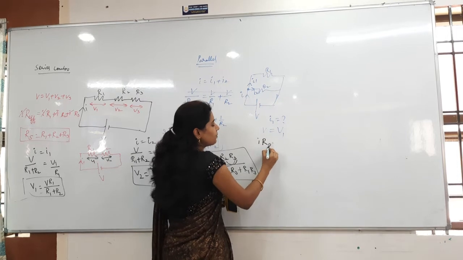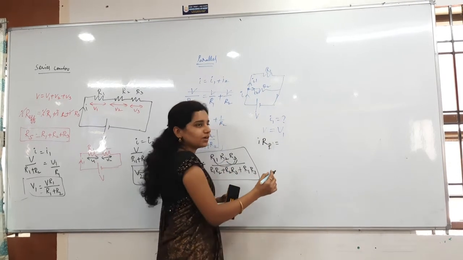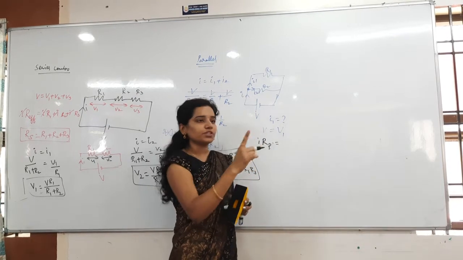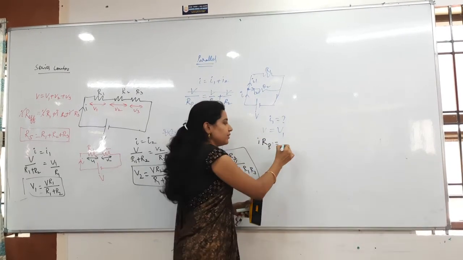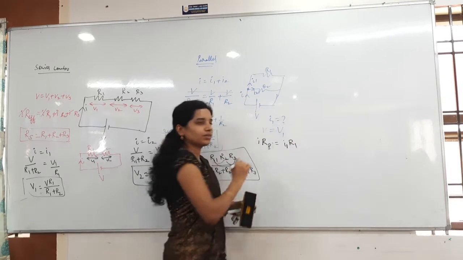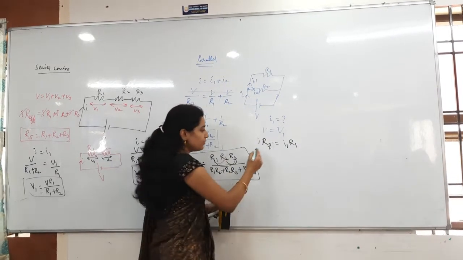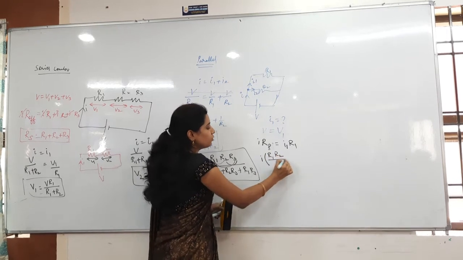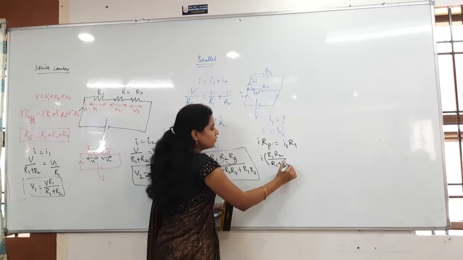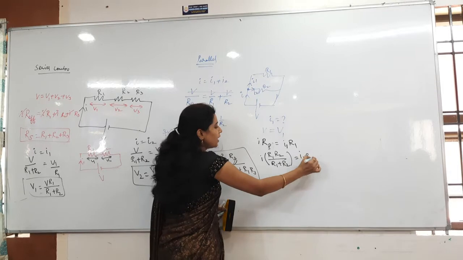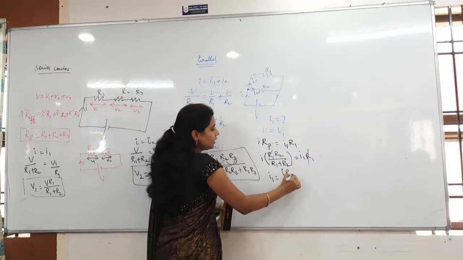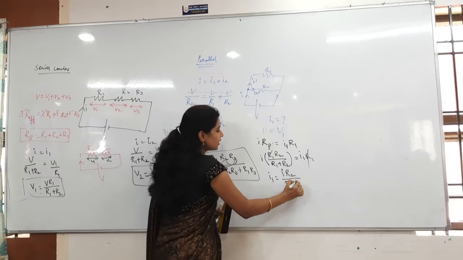Which combination here? Parallel combination, R parallel is equal to V1. V1 is equal to which current? I1 current, I1 into R1. Correct? Then I into, what is the R parallel combination for us? R1 R2 by R1 plus R2 is equal to I1 R1. R1 R1 gets cancelled here. Then I1 is equal to I R2 by R1 plus R2.